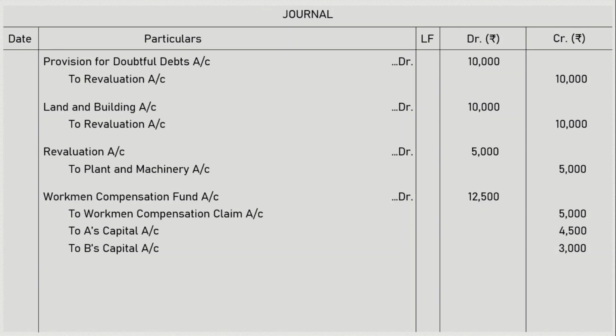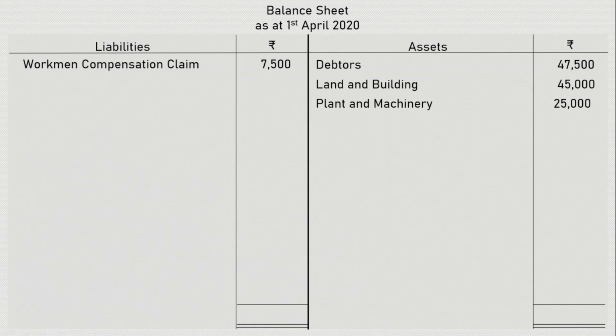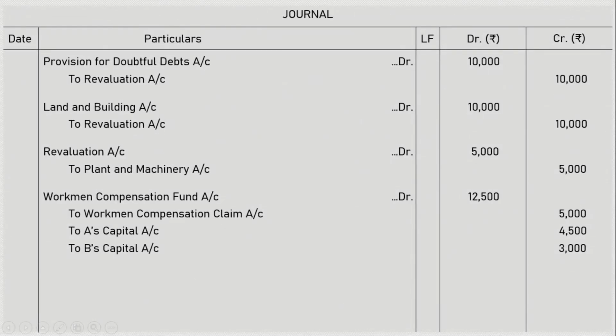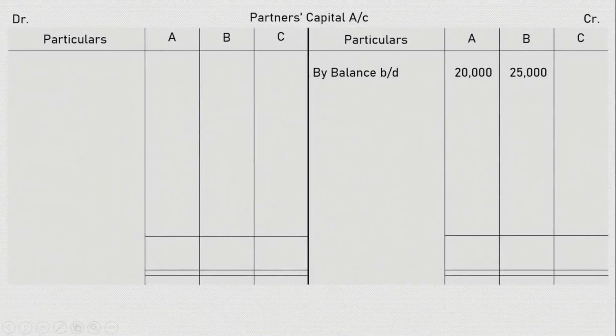Now let's post this entry. We are not making the workman compensation fund account, so no need to post this. The workman compensation claim account we are also not making, but we are doing the entry wherever it is needed. So let's go to the balance sheet, and on the liability side we will write workman compensation claim 7,500. Then next, to A's capital account and to B's capital account. As capital accounts are credited, on the credit side: by workman compensation fund account, A 4,500, B 3,000.